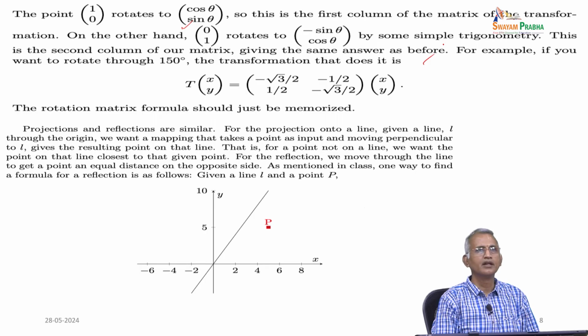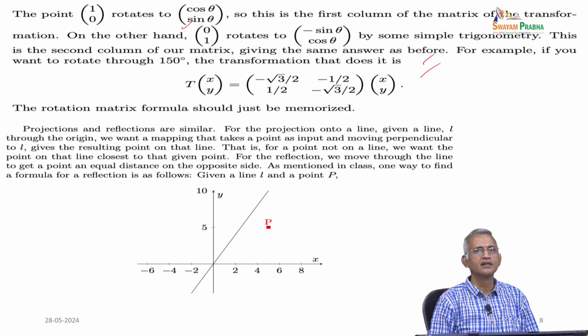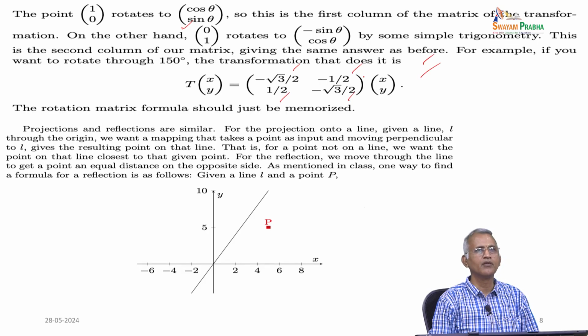For example, if you want to rotate through 150 degrees, the transformation that does it is T(x, y) equal to the matrix with entries −√3/2, −1/2 and 1/2, −√3/2 times (x, y). So, the rotation matrix formula should be memorized.